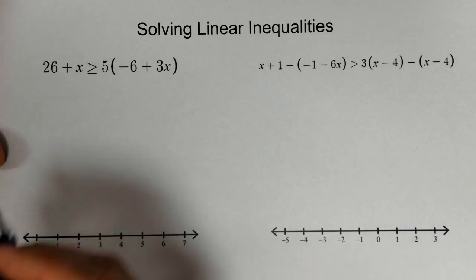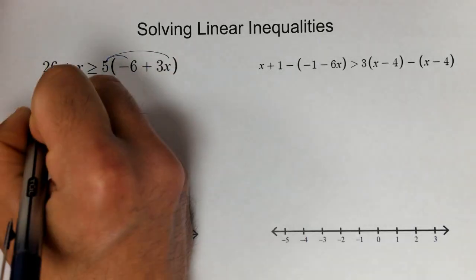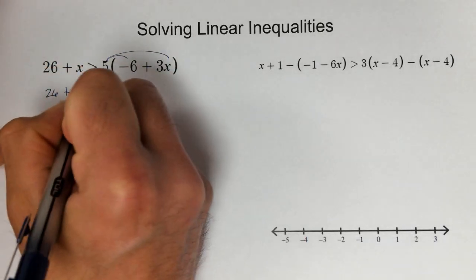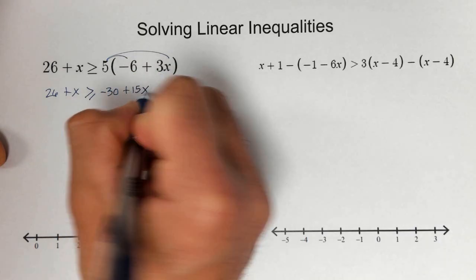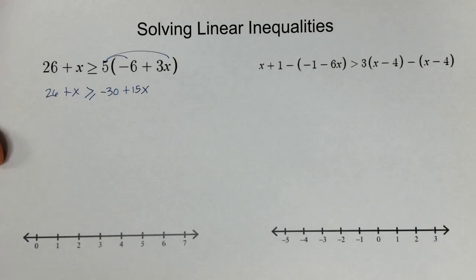Okay, so I'm going to distribute. I got 26 plus x is greater than or equal to negative 30 plus 15x. All right, my goal is to combine like terms as much as possible in order for me to solve for x.